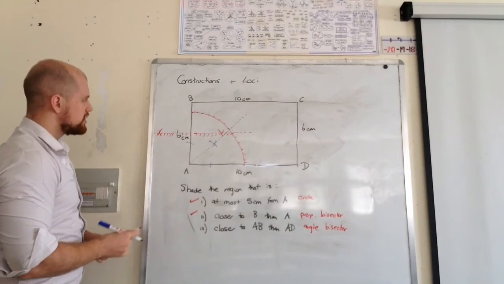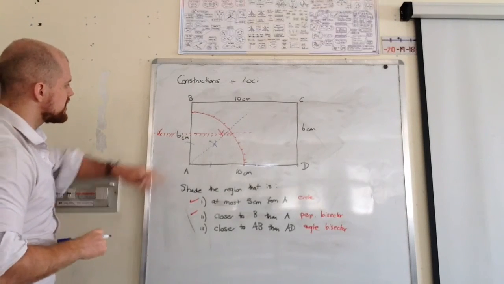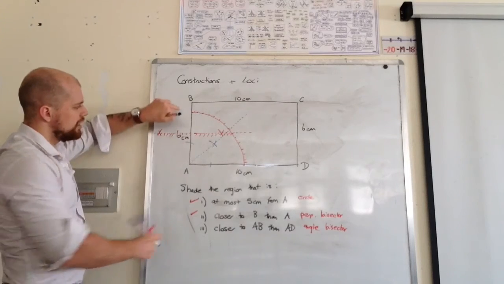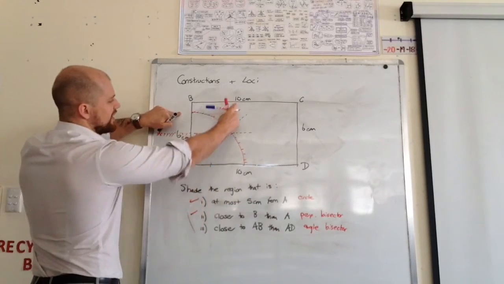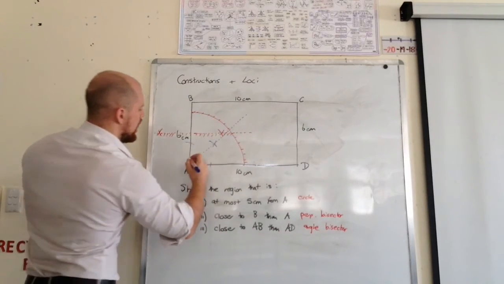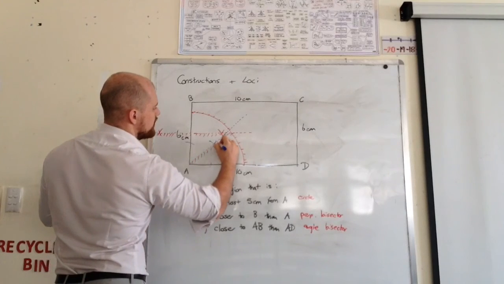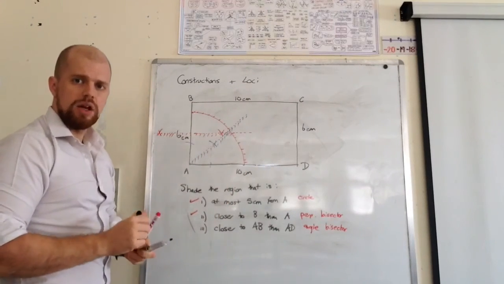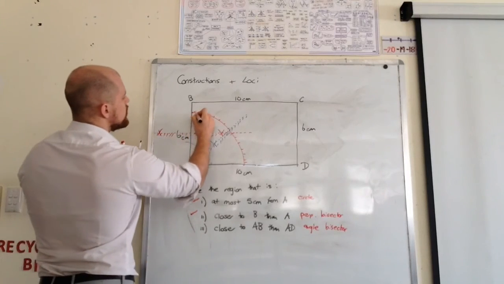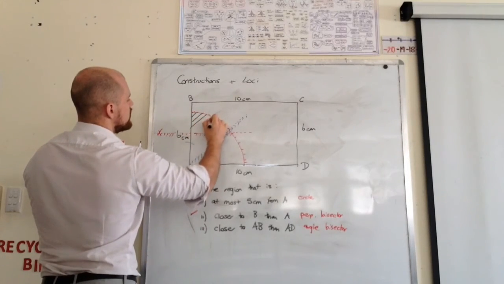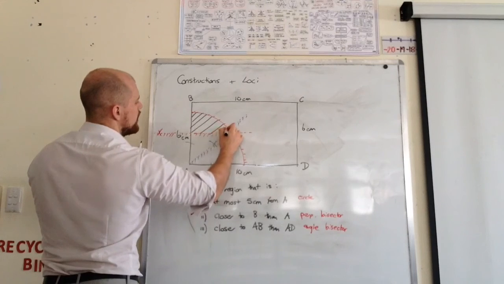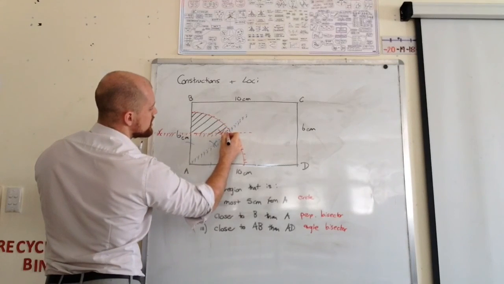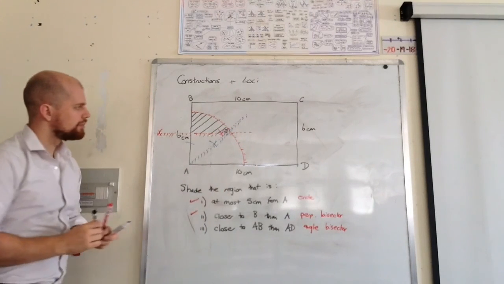I want the set of points that's closer to AB than AD. So I take this side. I remove this side. And therefore, finally, the region you want is all of this. So be slightly careful because it's just up to there. Okay?